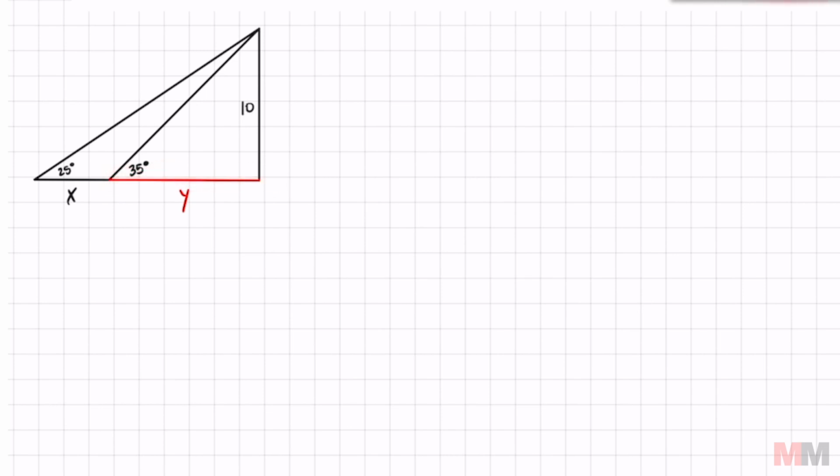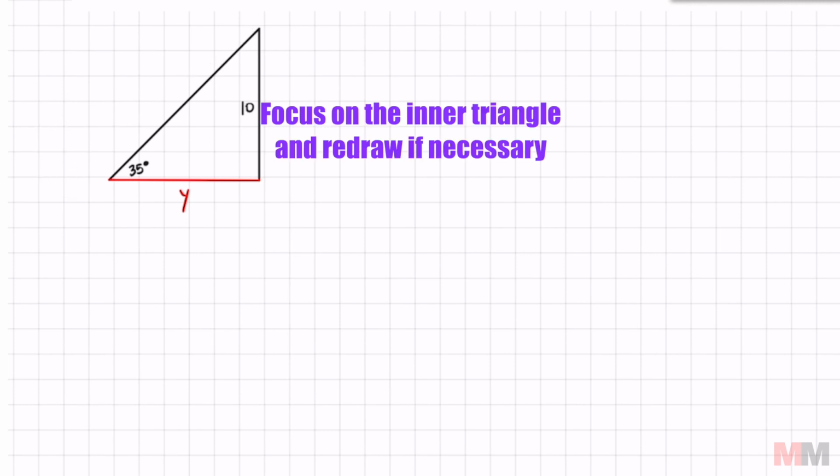It wasn't labeled here, so I just chose the letter Y. We need that distance first before we find X. So let's just focus on Y. And if you have an eraser or if you can redraw it, just redraw it like that. We're gonna find Y first.